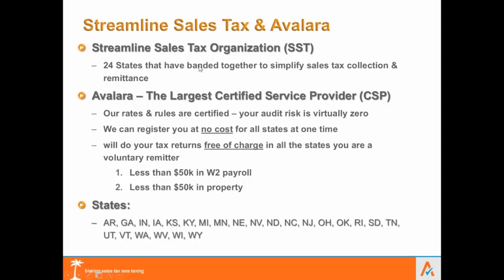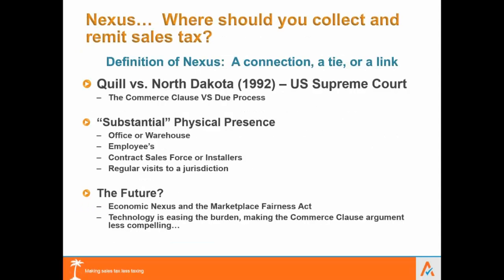Coming back to the whole topic of Nexus, this is where a ton of risk lies for companies, and that's where do you need to collect and remit tax. So current legislation is based upon a 1992 U.S. Supreme Court case, Quill Corporation versus the state of North Dakota. Essentially what happened was Quill is an office products retailer. They were providing software for their customers in North Dakota to place and track orders.